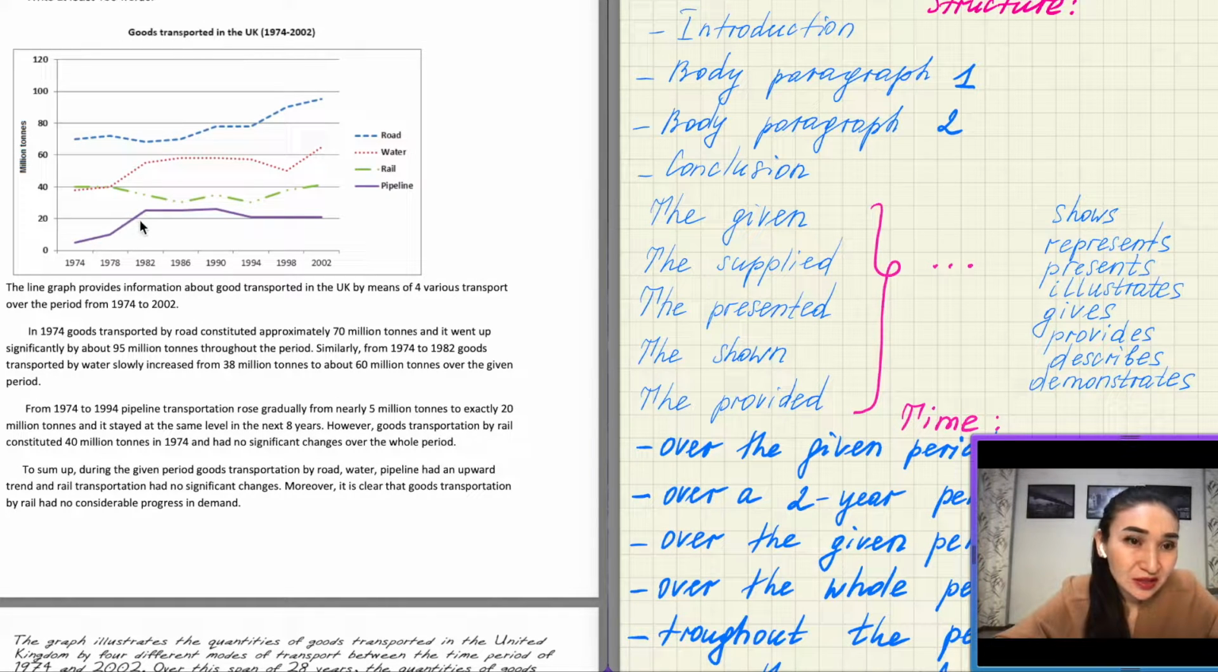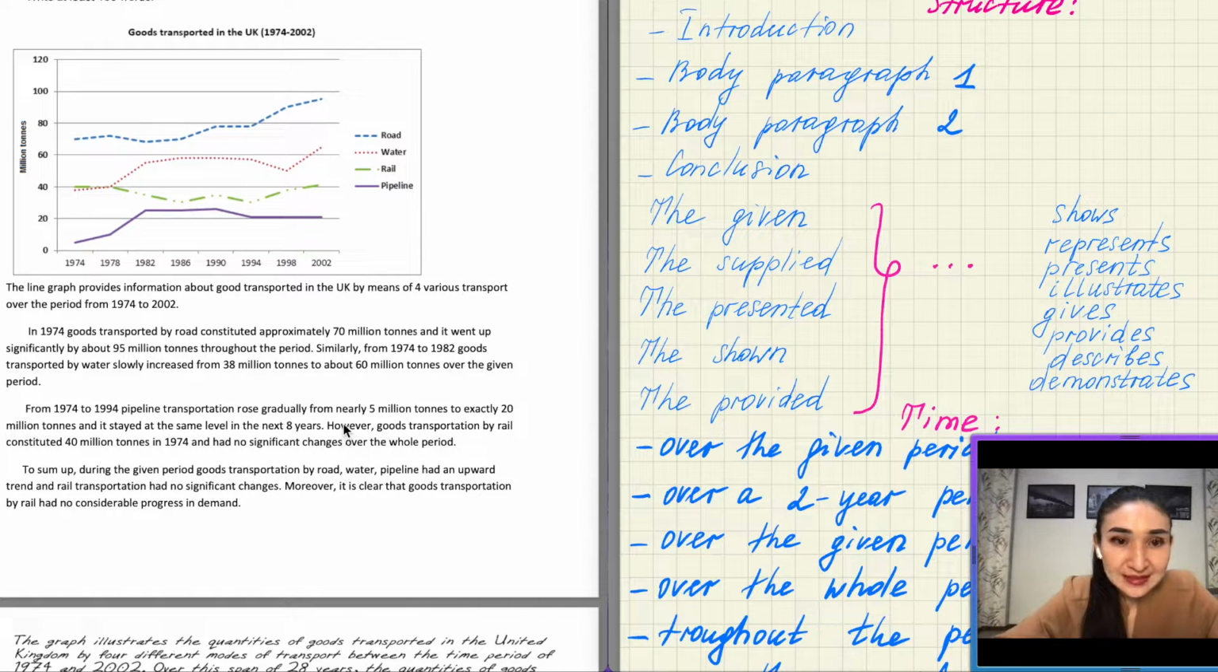So as you can see, it slightly increased and stayed at the same level till the end of this period. I was just saying that it stayed at the same level for the next 8 years. You can just say till the end of this period, something like that. But since we already used it in body paragraph 1, I just wanted to show the diversity of it. That's why I wrote "in the next 8 years".